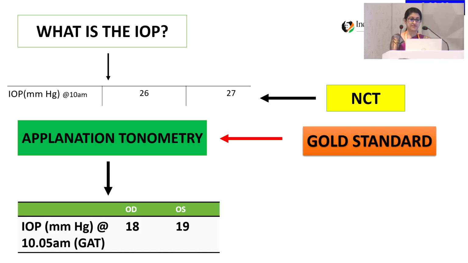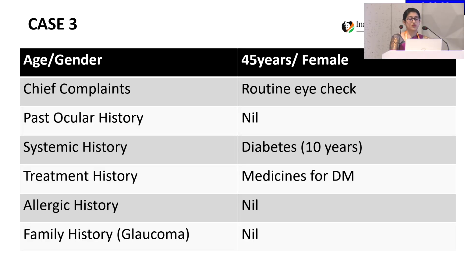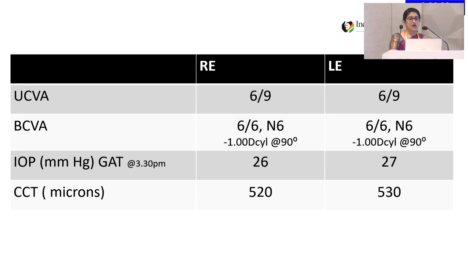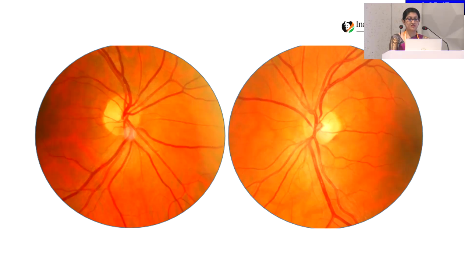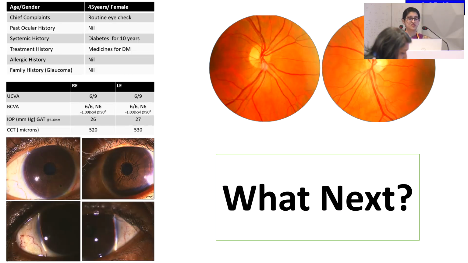So we have a third case, a 45-year-old lady who is a known diabetic for 10 years and on regular treatment, who presented for a routine checkup. Her best corrected visual acuity was 6/6 in both eyes, and intraocular pressure was 26 and 27. This is the anterior segment picture, which was normal except for the shallow chambers, and the fundus was normal. So what next for this patient?